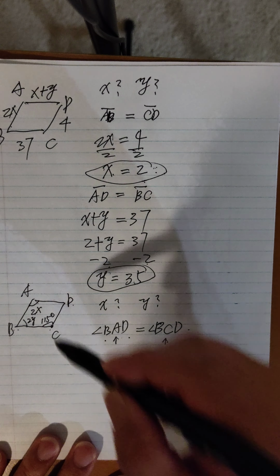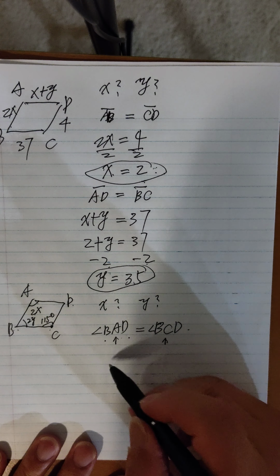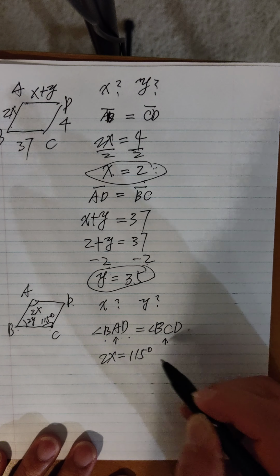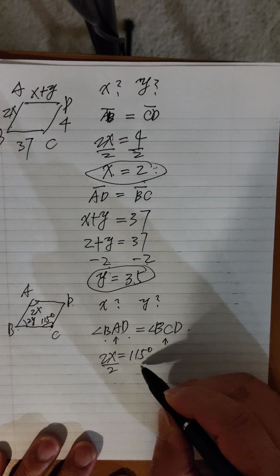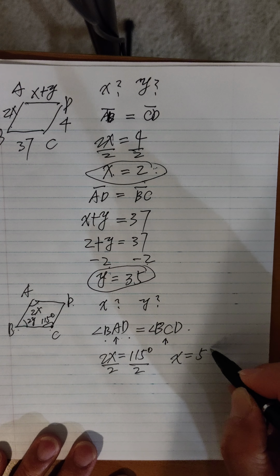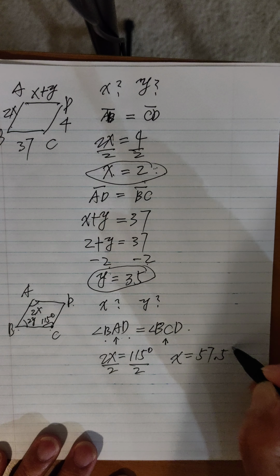So since those two angles are the same, 2x is going to be equal to 115 degrees. Divided by 2 on both sides. So x equals 57.5 degrees.